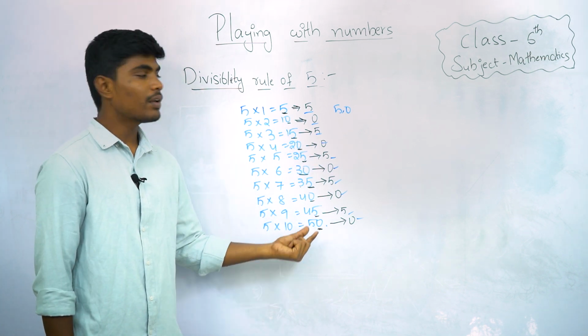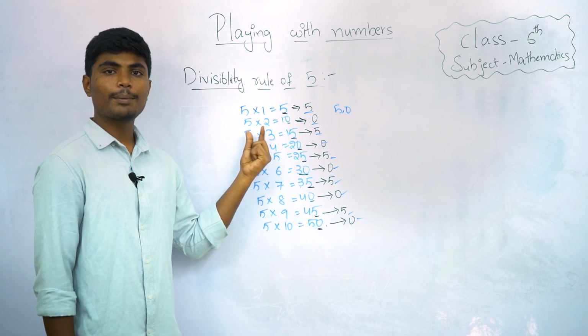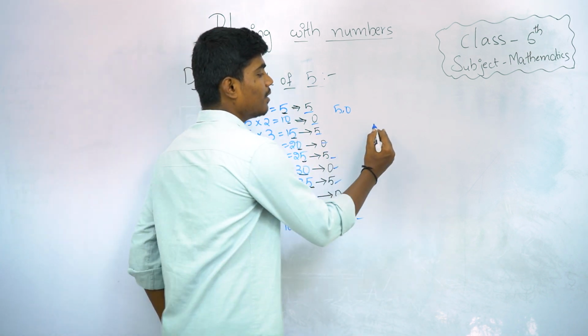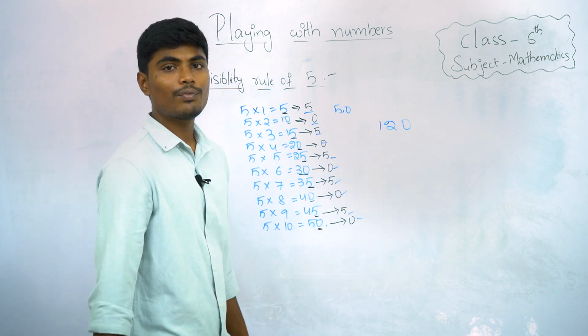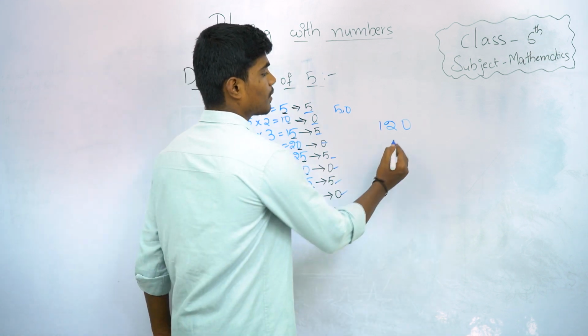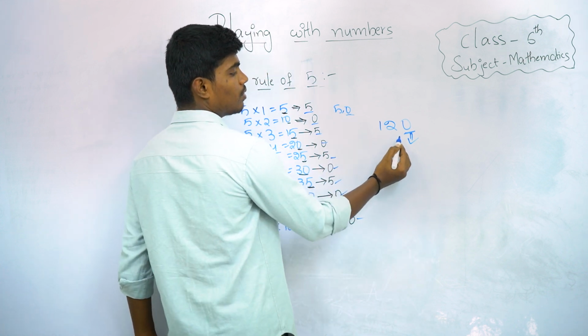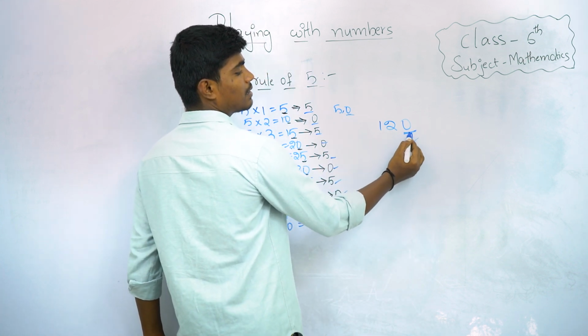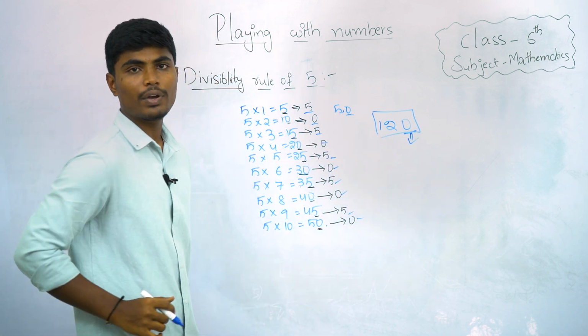If the number has 5 or 0 in its ones place, then the number is divisible by 5. Let's take 120. Here, what's the number in the ones place? 0. So, as 120 has 0 in its ones place, 120 is divisible by 5.